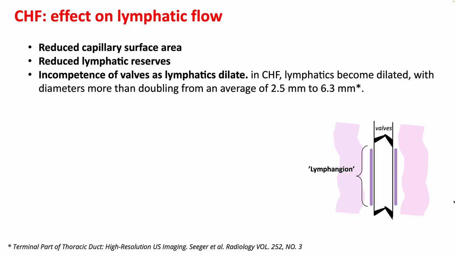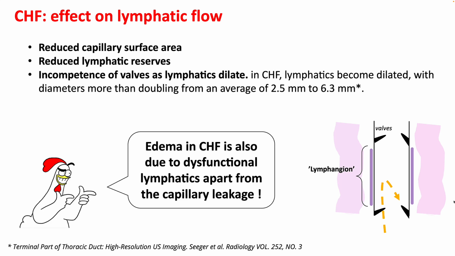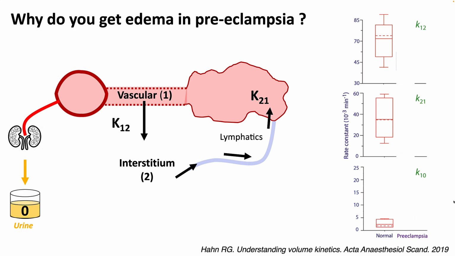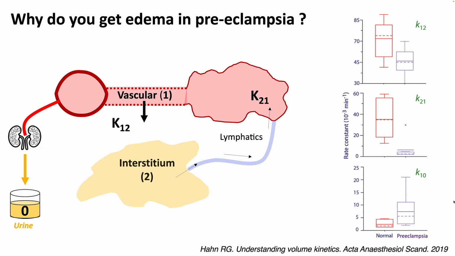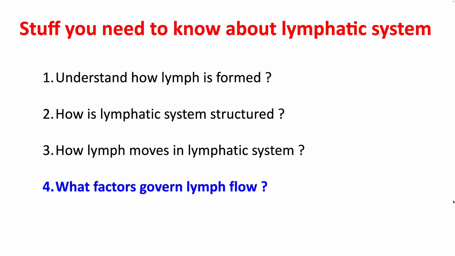So in heart failure, there's reduced capillary surface area along with reduced lymphatic reserves. And as your lymphatics dilate with increased congestion, the valves become more incompetent. So edema in heart failure is not only from the capillary leakage, it's also from dysfunctional lymphatics. Similarly, in preeclampsia, the reason you form edema is not because your filtration has increased. In fact, the filtration decreases in these patients, while your lymphatic drainage suffers even more. This results in interstitial accumulation of fluids. Similarly, lymphatic dysfunction has been observed in sepsis, burns, shock, major surgery, etc., which affects edema formation.